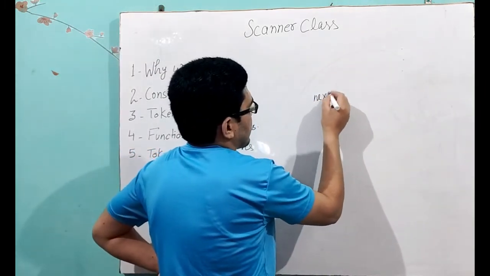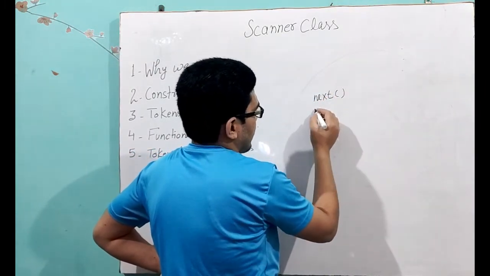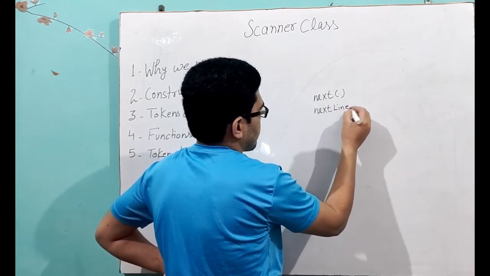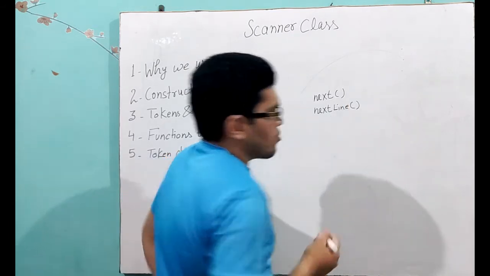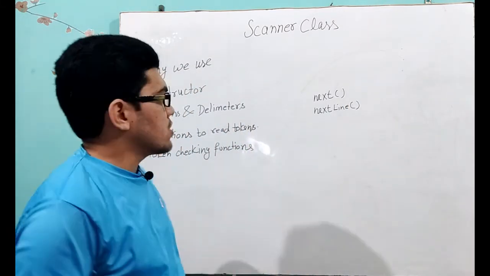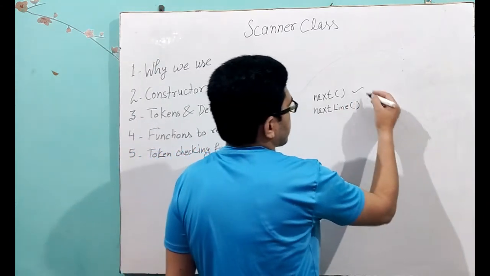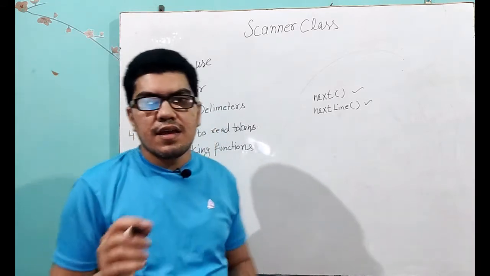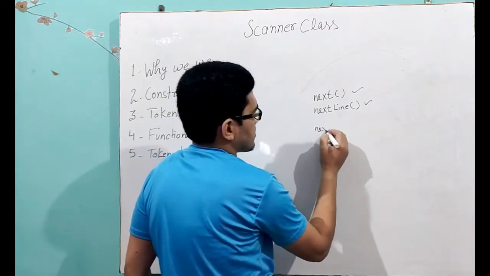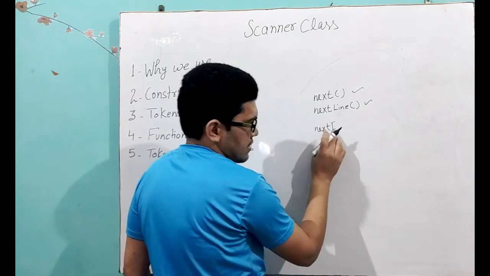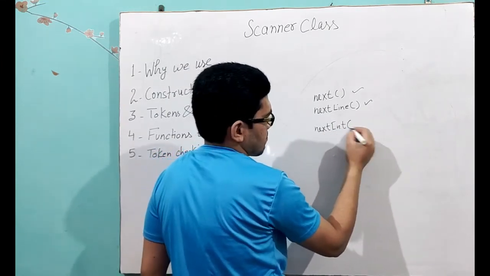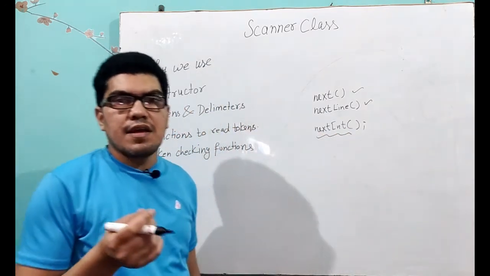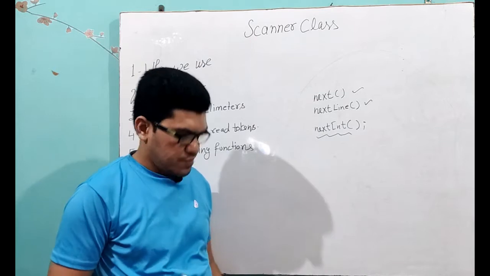There are the functions next and nextLine. If you want to take a string from the user, there are two functions, next and nextLine. These functions are the same as nextInt. This is the nextInt function, where the I in nextInt is capital. This function is used to take an int type value from the user.